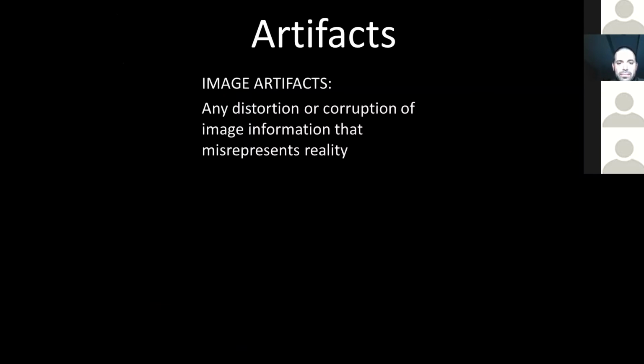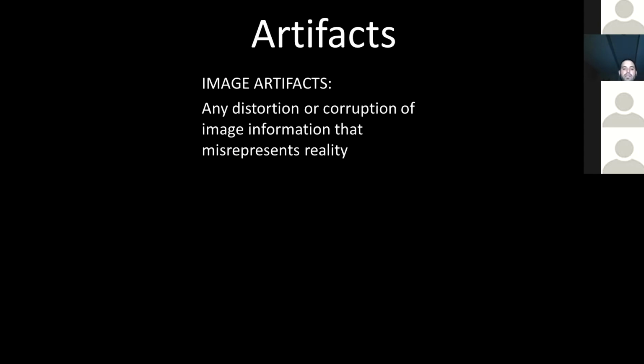All right. I'm going to leave those 3 ways to view our data set, check the time here, and talk briefly about artifacts. And first I'll define, like a textbook definition, of artifacts: any distortion or corruption of image information that misrepresents reality. I start with this really boring textbook definition because I think it's important to understand from an imaging philosophy perspective why we do imaging.